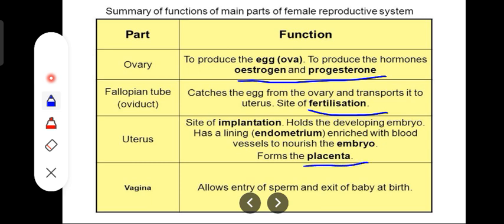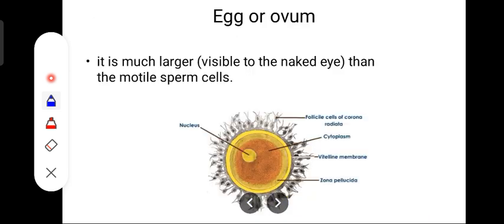Then the next part is vagina. It allows the entry of sperm and exit of baby at the time of birth. Actually, the cervix and vagina together are known as the birth canal, and their function is the same. Now let us see what is the structure of egg or ovum. The ovum is much larger than the motile sperm.